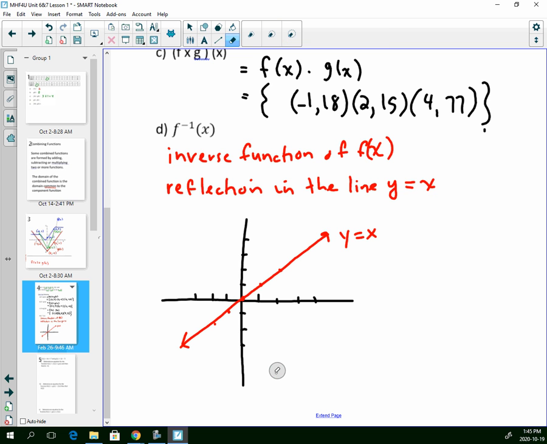So let's say I had a function that looked like this. I had a point here, a point here, and a point here. And I wanted to draw the inverse.